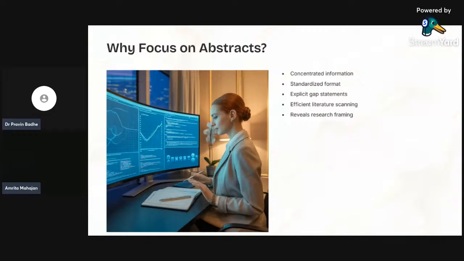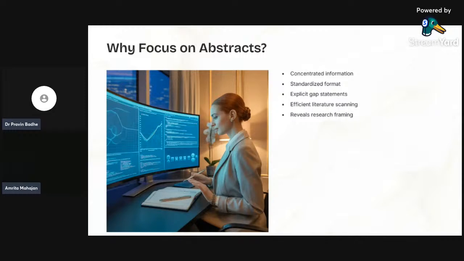The key reasons to focus on abstracts are, first, concentrated information. An abstract provides a compact summary of an article. It will not give you the entire paper, so it is just a summary. That includes, as we all know, background, methods, results, and conclusion. This allows you to quickly grasp the core of the research without reading the full text.